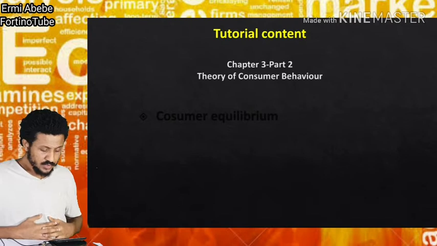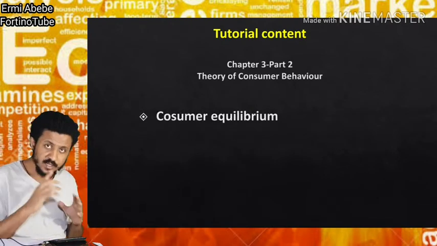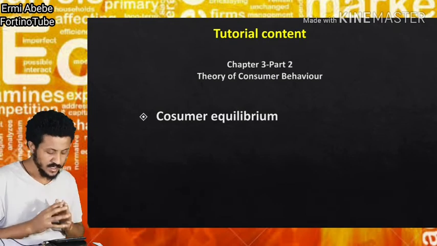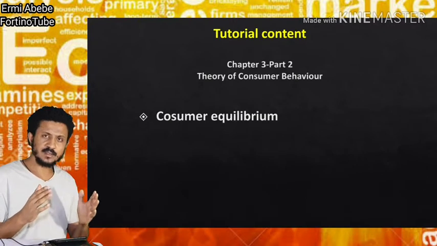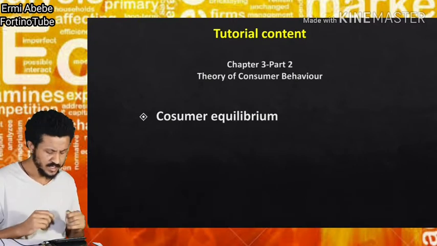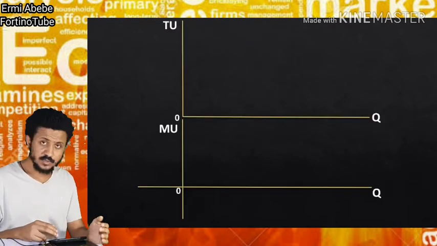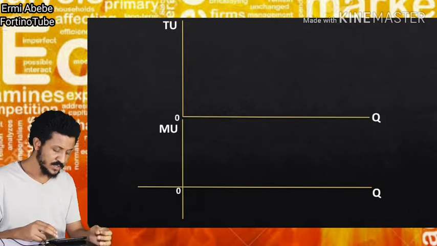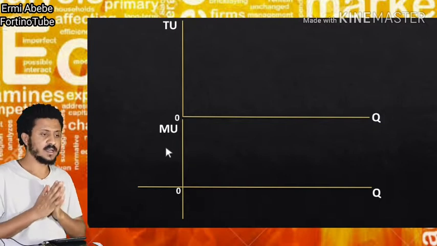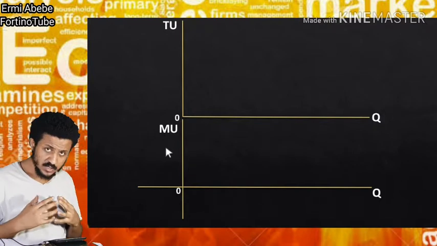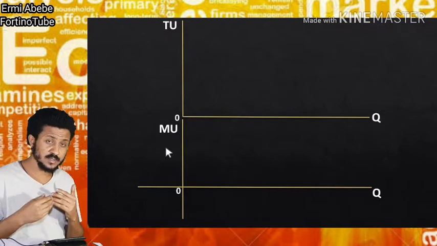In order to introduce the content of today's tutorial, today we will have only one title and that is consumer equilibrium. Okay? But before that, I will summarize the discussion we had in the tutorial video or part 1 with one graph. We have seen that total utility and marginal utility are two related concepts. Marginal utility is the additional satisfaction because of additional consumption.